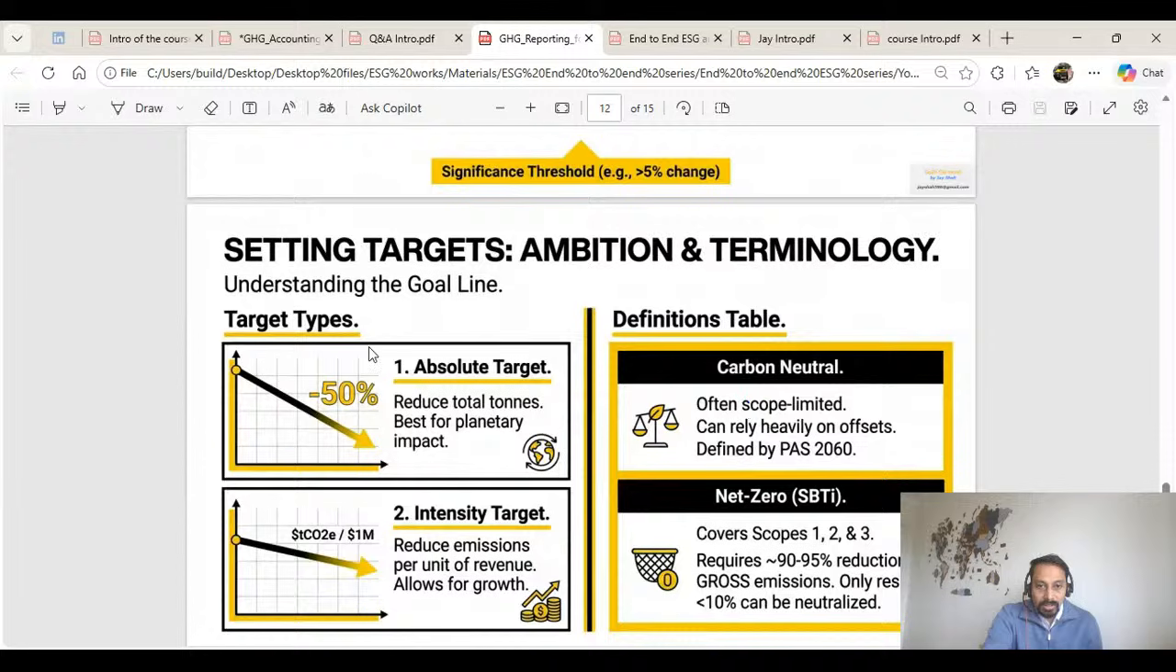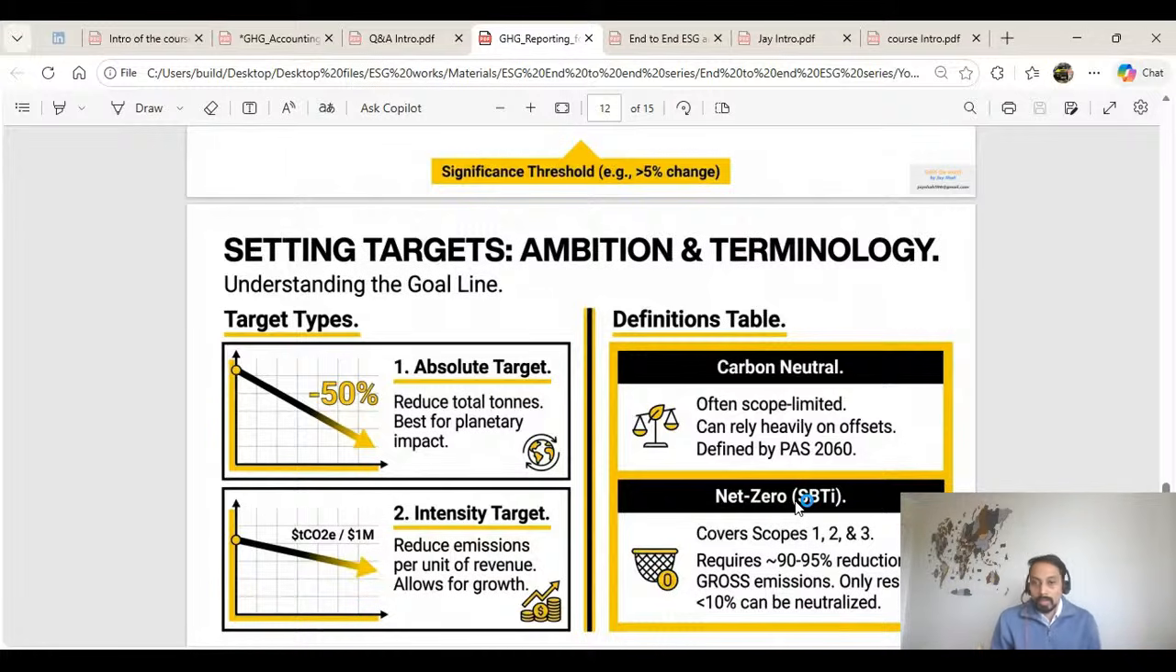Here you can see the absolute target, which reduces the total tons through planetary impact. The second is the intensity target, which helps reduce the emissions per unit, based on your revenue, your energy growth or your product. That is helpful to reach carbon neutral. Sometimes to be carbon neutral, you might purchase carbon credits, or rely heavily on offsets.